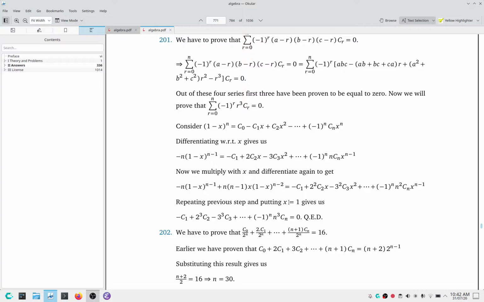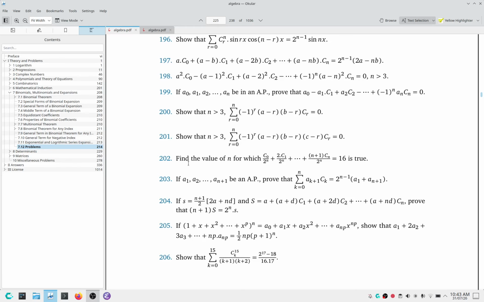So you repeat this stuff and finally you put x is equal to 1, you will get minus C1 plus 2 cube C2 minus 3 cube C3 and so on up to minus 1 to the power n, n cube Cn is equal to 0. So apologies, the solution is correct.